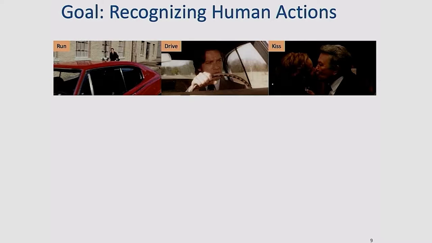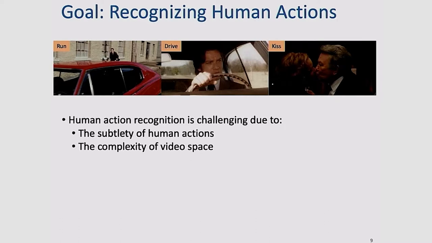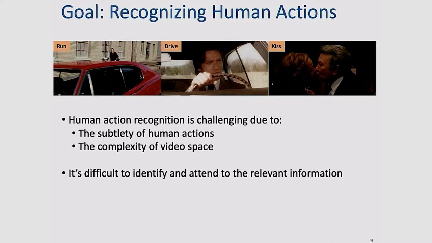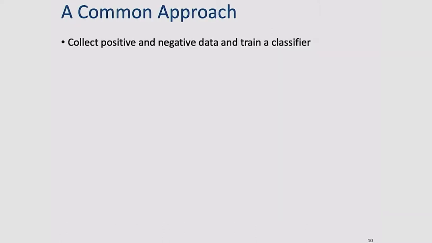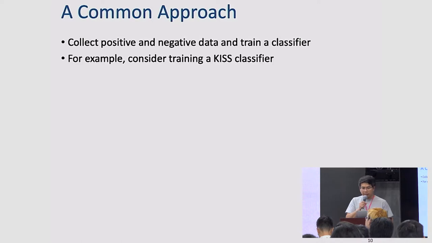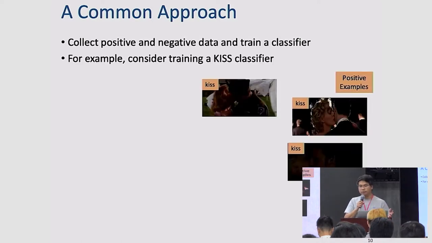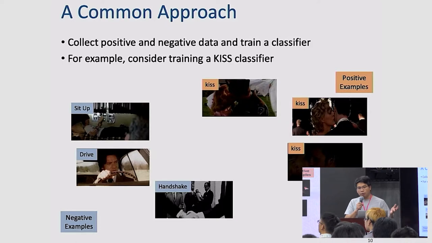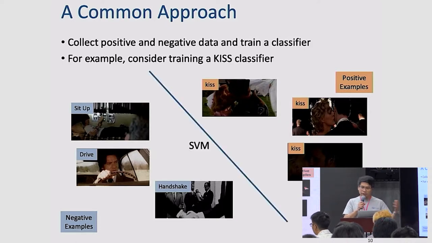Human action recognition is actually very challenging due to the subtlety of human action and the complexity of video space. It's usually very difficult to identify and attend to the relevant information in the video. A common approach for human action recognition would be the following. You collect some positive and negative data, and you train a classifier to separate between them. For example, consider training a kiss classifier. We can collect a bunch of examples of a kiss, and then consider other types of human action as negative examples. Once you have these two sets of examples, we can train a classifier to separate between them.